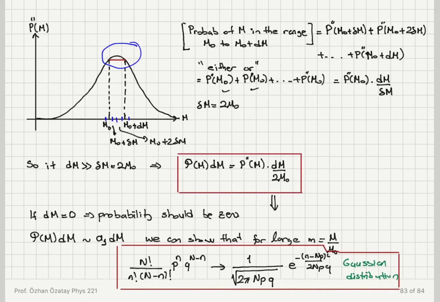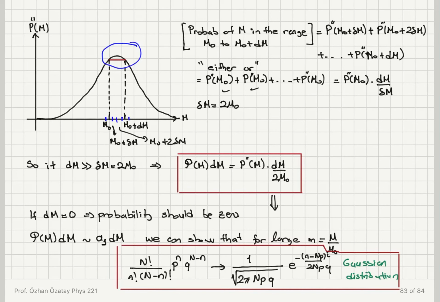So the probability distribution function will give the same answer. Basically, the probability distribution function is the discrete distribution function divided by 2 mu 0, the unit of discreteness delta M. If the range is 0, the probability should be 0.